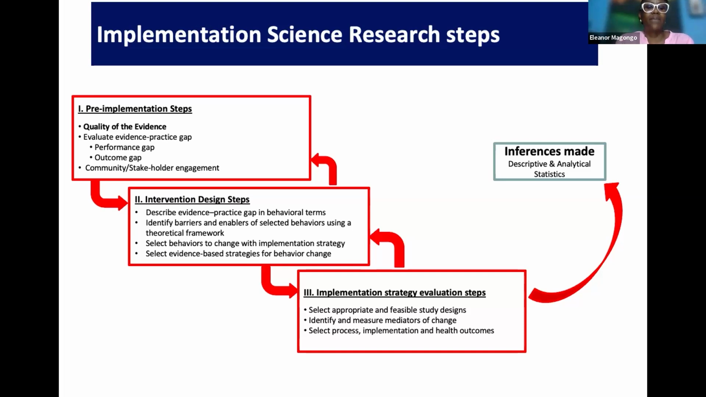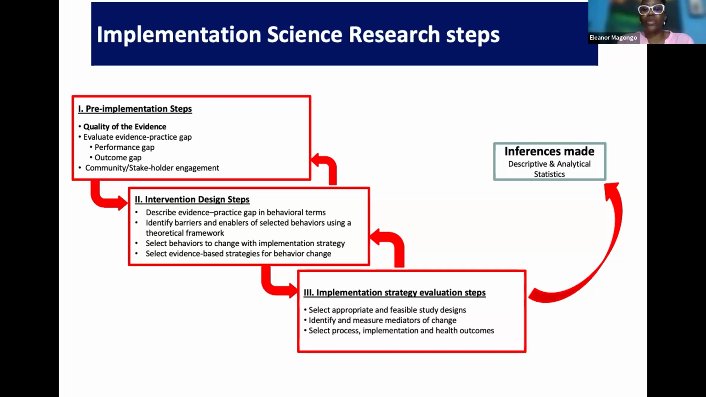In our second step, you now get into intervention design steps, where you describe the evidence practice gap in behavior terms, and then identify barriers and enablers, using a theoretical framework. You remember the determinants framework that we talked about on the previous slide, and then you select behaviors to change with your implementation strategy. The example I gave of dolutegravir, in that case, we needed to change the behavior by allaying anxiety that the health workers had to dolutegravir, and we used an implementation strategy of educating the health workers on what the right information is and what they need to do. So you select your evidence-based strategy for the change behavior.